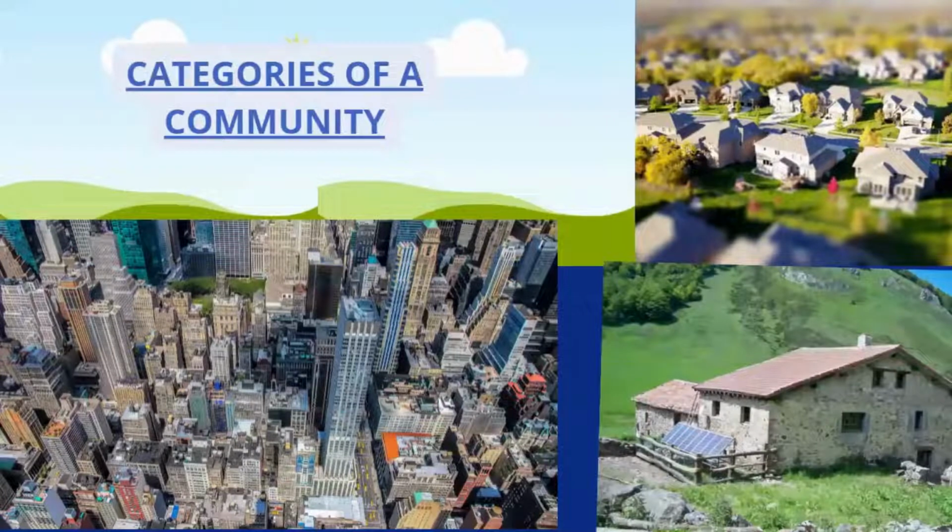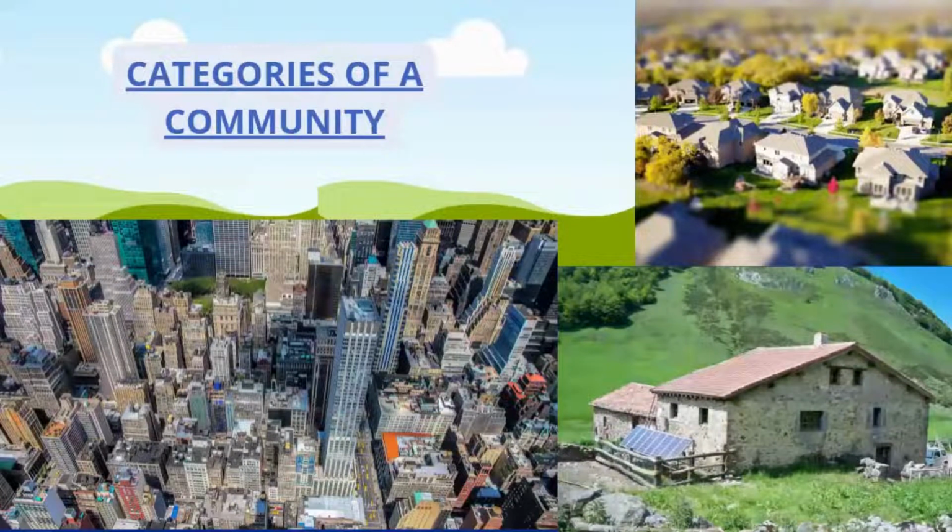Another category of a community are the urban, suburban, and rural communities. As we all know, rural community refers to the countryside, while the urban community is one that is in a city or a town where lots of people live, and there are also lots of different kinds of buildings. For the suburban, that is just outside the city or town.